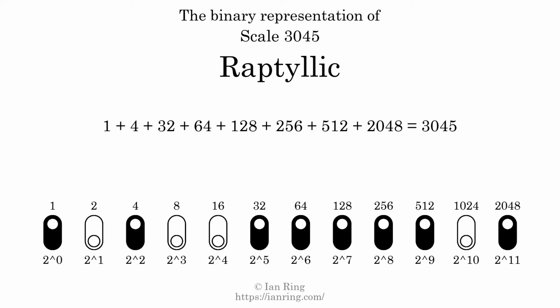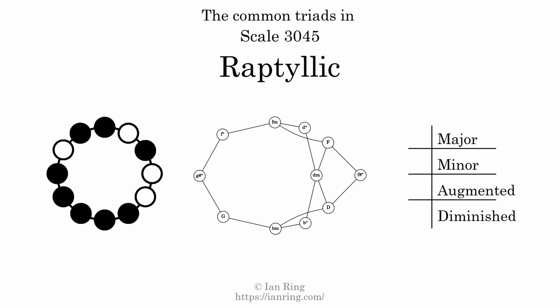The scale number not only enumerates the scale with a unique index, but it also literally describes the tonal content of the scale. Represented as a binary number in base 2, the scale number is 101111100101. Here are the common triads present in this scale.